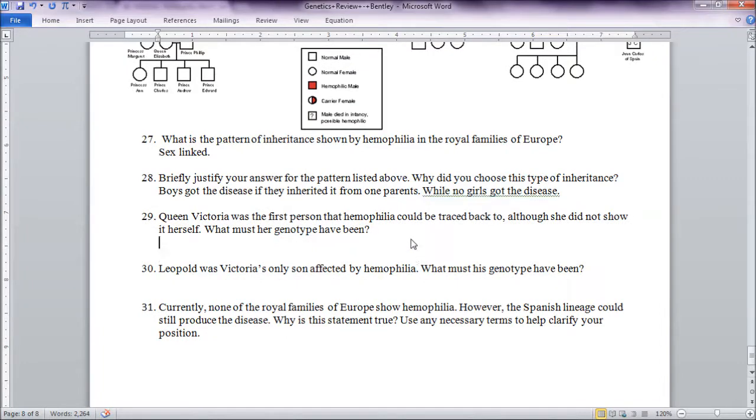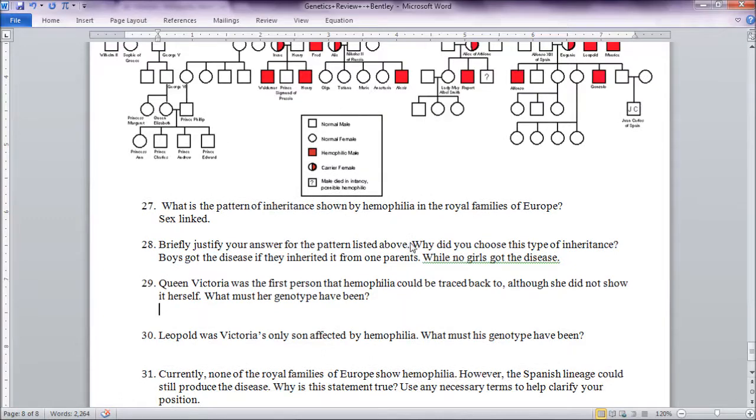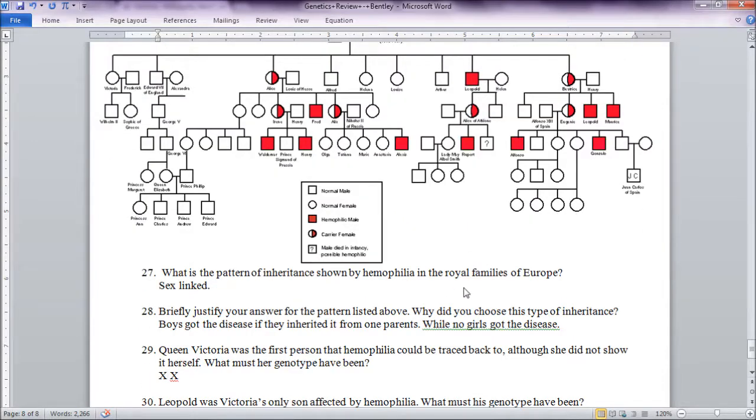Queen Victoria was the first person that we could trace it back to, although she did not show it herself. So she was a girl. I'm just going to call that one pretty sure. I hope I don't offend any British people out there. I guess I'm British, so at least part of me. So, you know what? God save the Queen.